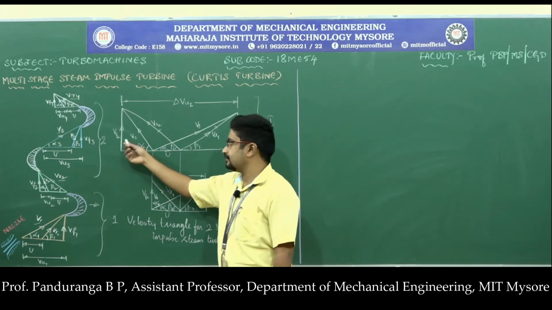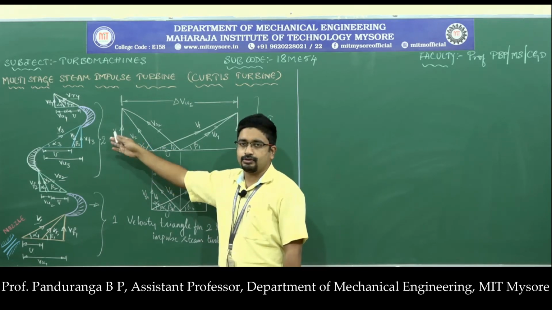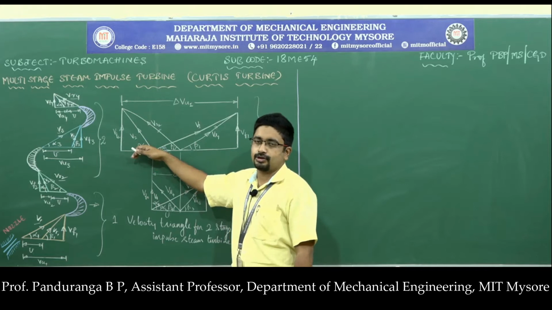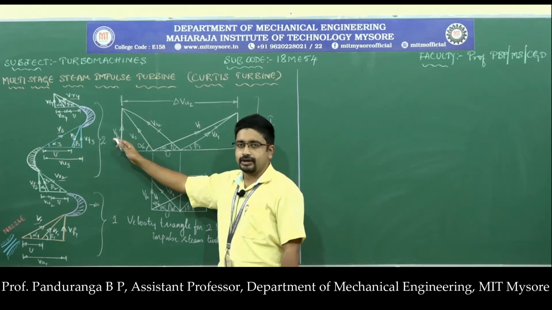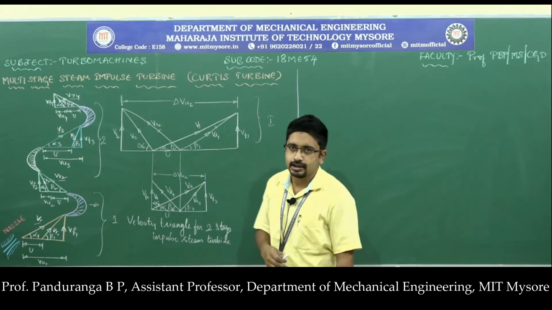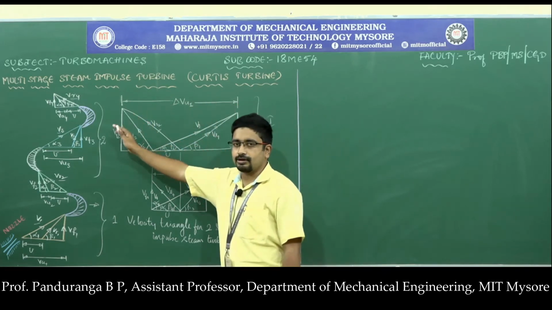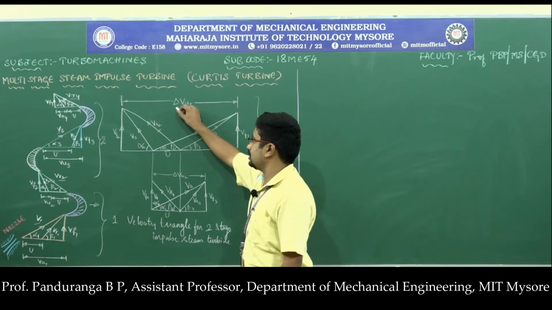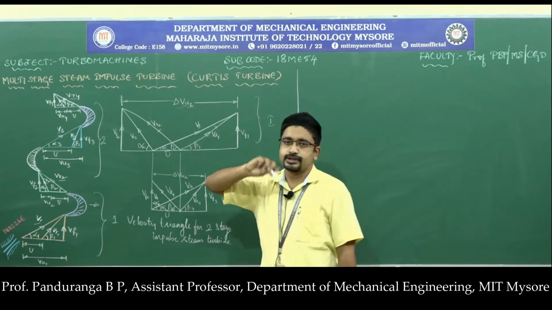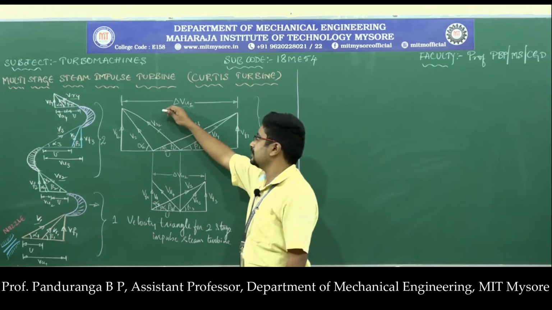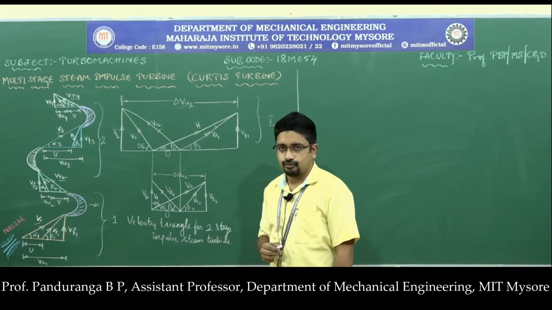Then we have V2, and V2 can be divided into vertical component and horizontal component. Vertical component is VF2, horizontal component is VU2, and the change in the tangential component, since we are dealing with the first stage, I will call it delta VU1.